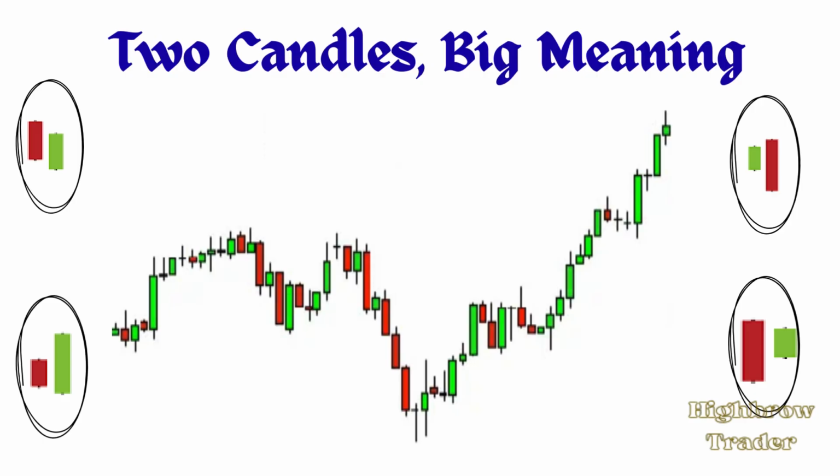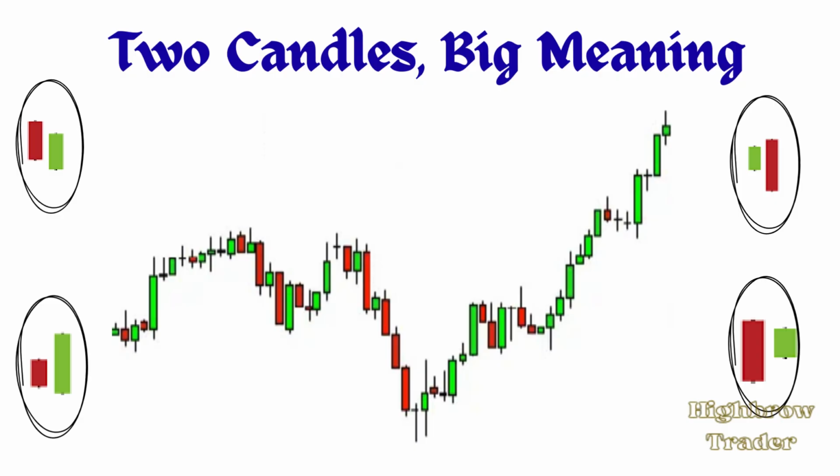Now we will learn about two candle patterns. These formations are created by the relationship between two consecutive price bars on a chart. By analyzing how these two bars interact, such as their size, position, and the way they overlap or differ, we can gain deeper insights into market sentiment and potential trend changes. Like single candle patterns, two candle patterns can help identify possible reversals or continuation signals, but they often provide stronger confirmation when combined with overall market context.